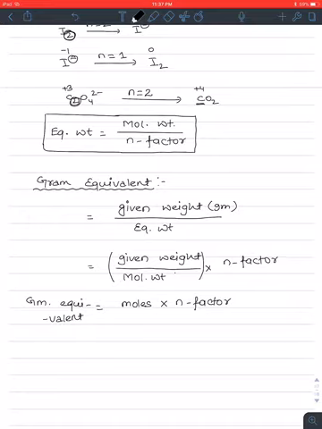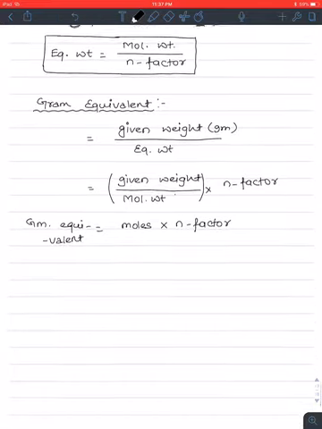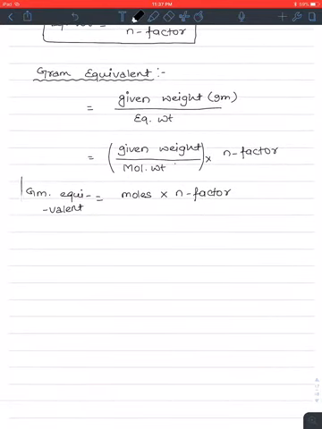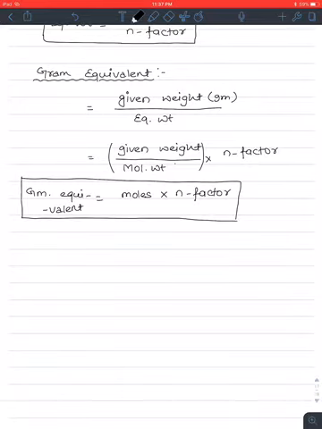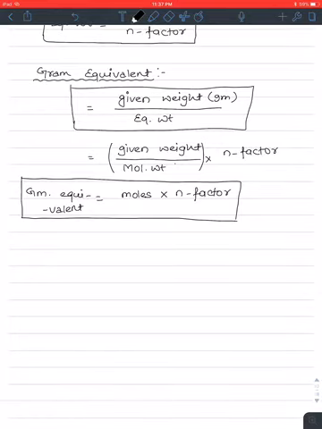N factor is the moles of electrons required. And if I have, suppose, 2 moles, then 2 moles into moles of electrons required ultimately gives you the total moles of electrons which is required for that particular given weight of species. So this formula is also important, that number of gram equivalent is equal to moles into N factor. And this formula is also important, that gram equivalent is equal to given weight upon equivalent weight.